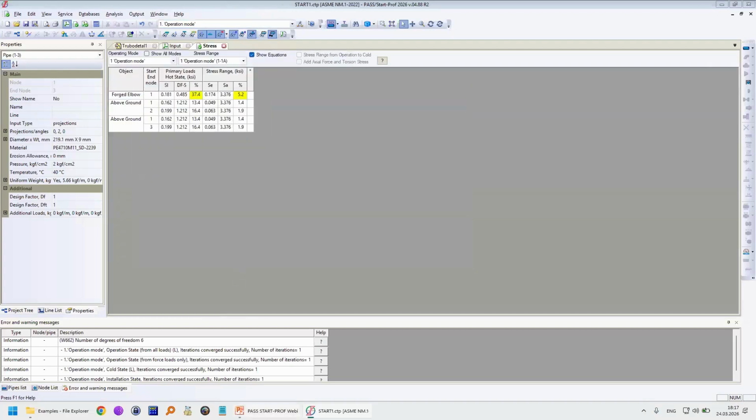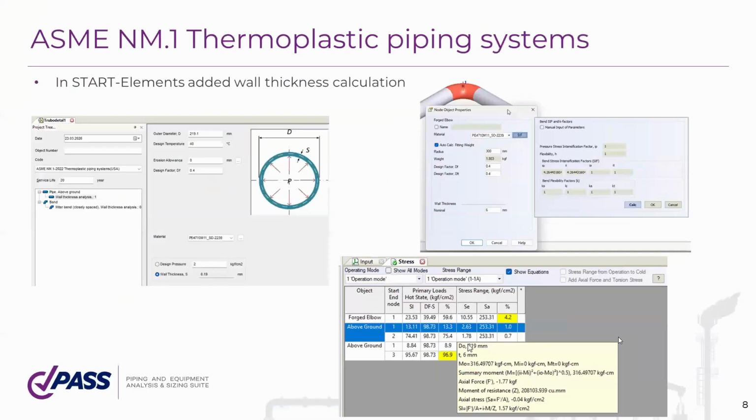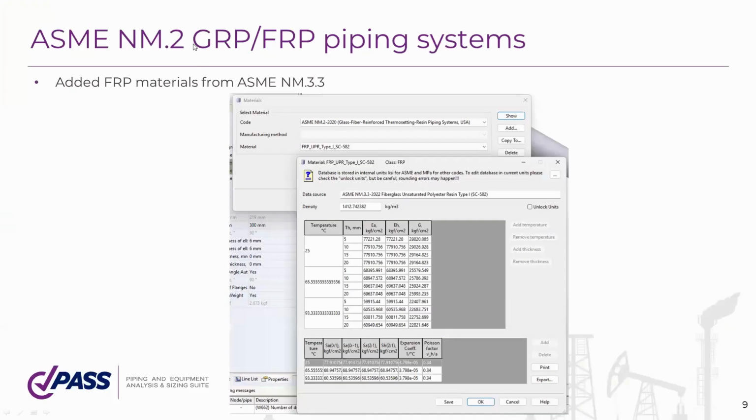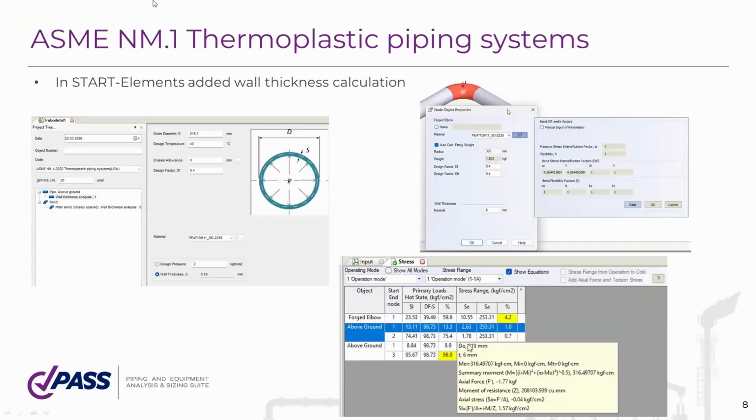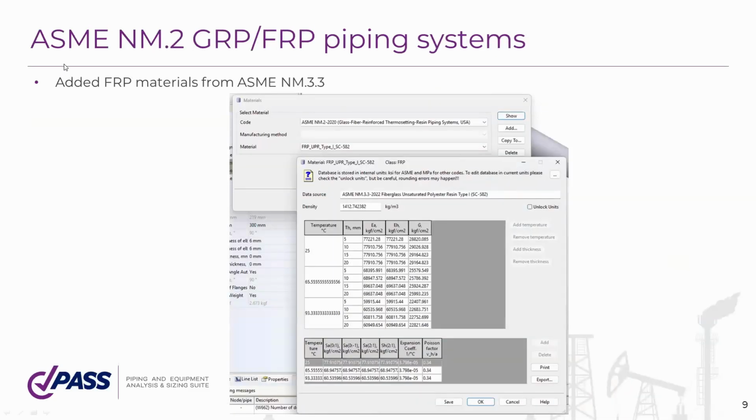Okay. So next code is ASME NM2. So actually, let me return to ASME NM1. Actually, we have two codes for plastic piping analysis. We have ASME NM1 and we have DVS code. So you can choose which code to use for thermoplastic piping analysis. And ASME NM2 is a code for FRP GRP piping analysis.